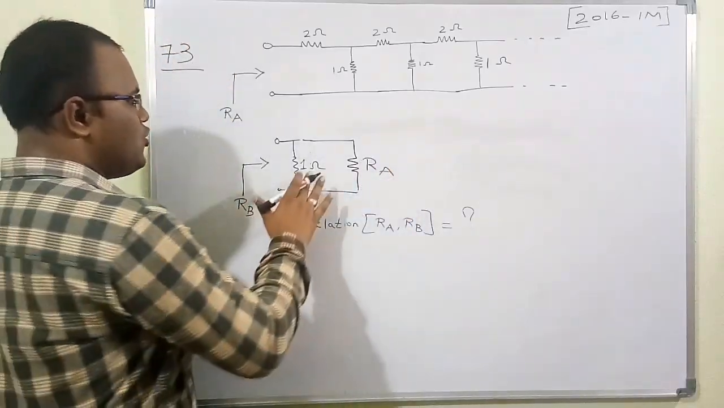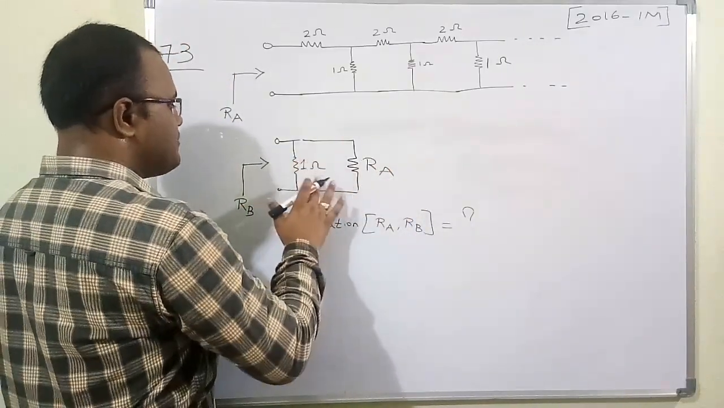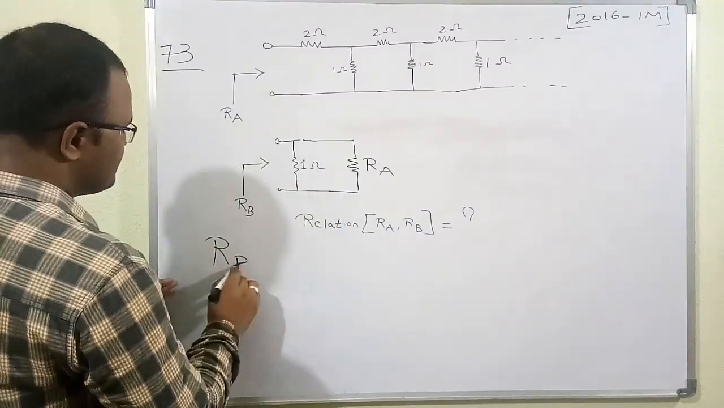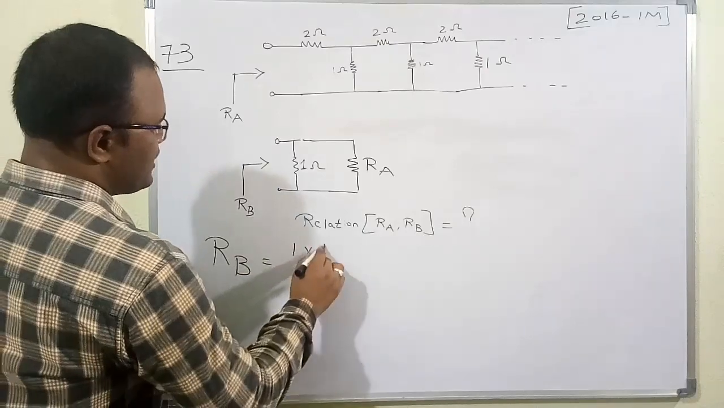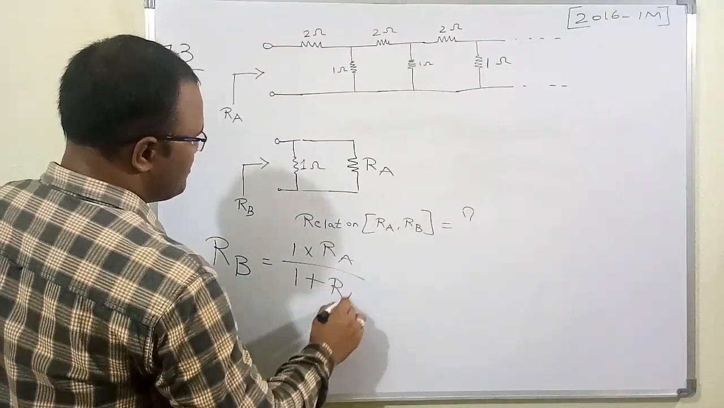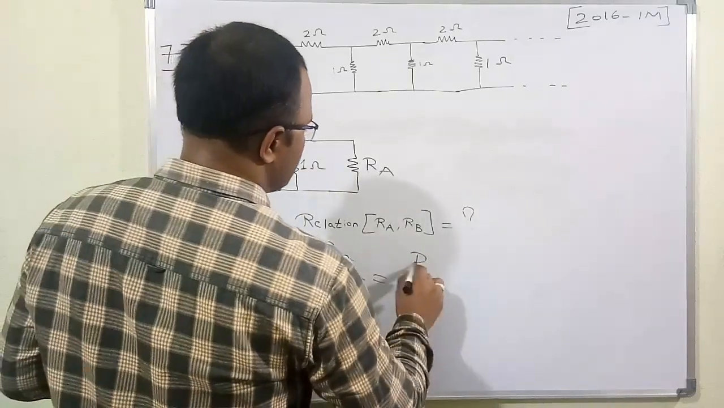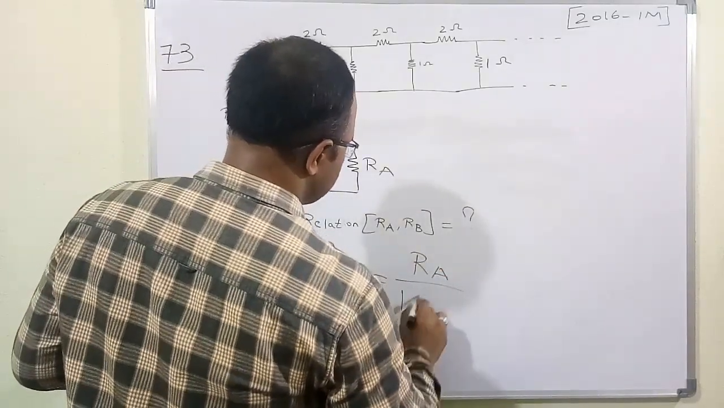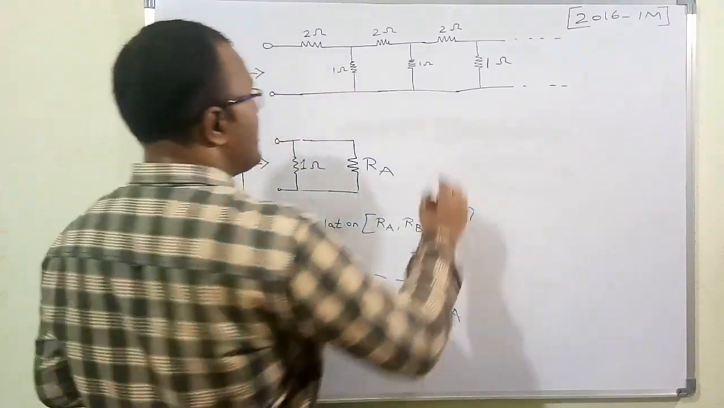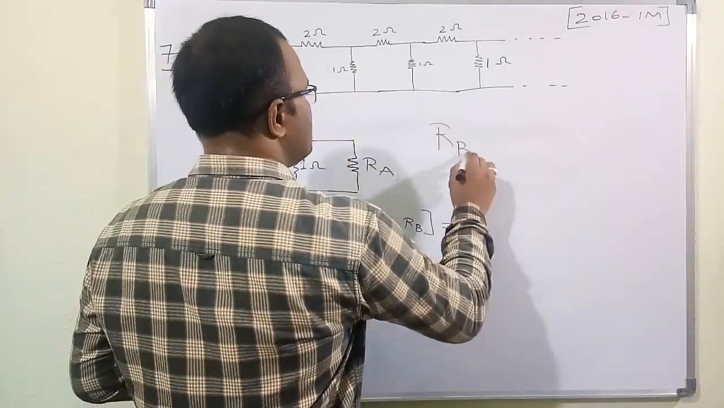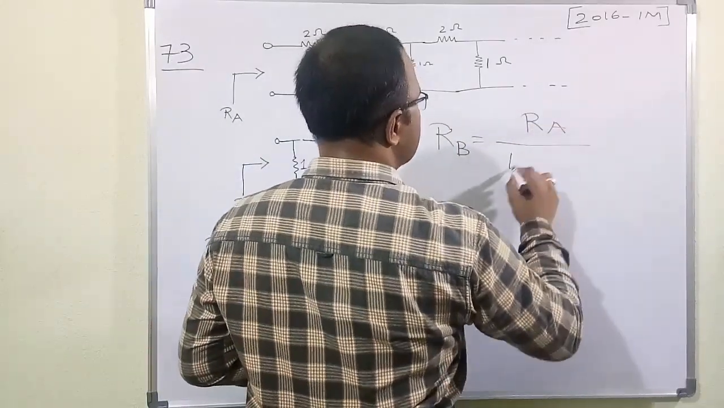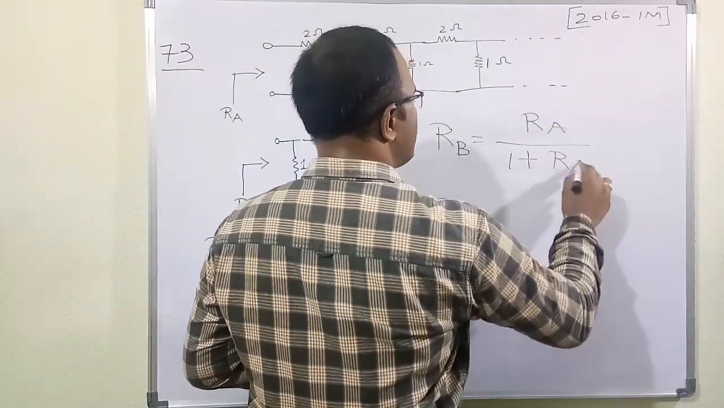So now the 1 ohm and RA are in parallel with each other. So therefore, RB is equal to 1 into RA by 1 plus RA, because they are a parallel combination. Therefore, the answer is RA by 1 plus RA. So now we have figured out the relation between RA and RB. RB is equal to RA by 1 plus RA. This is the required solution of this numerical.